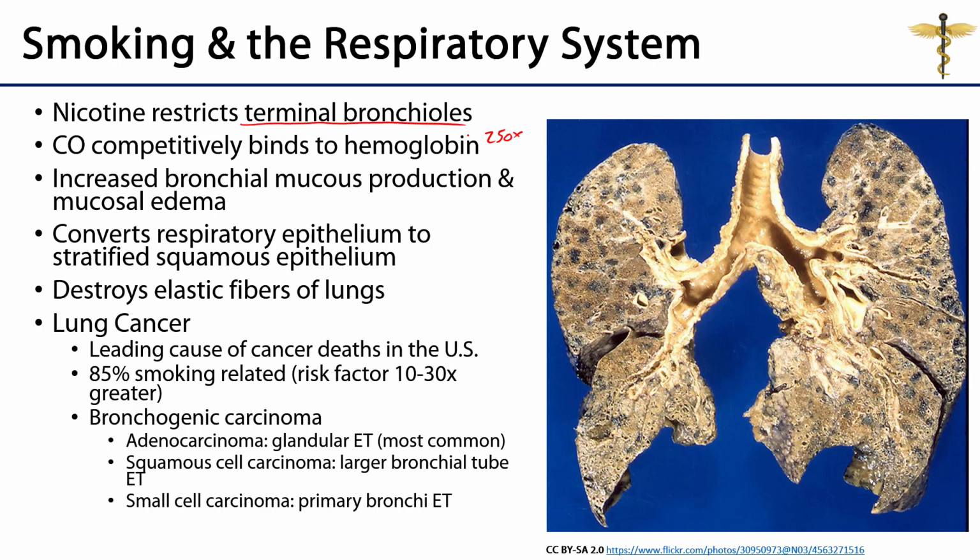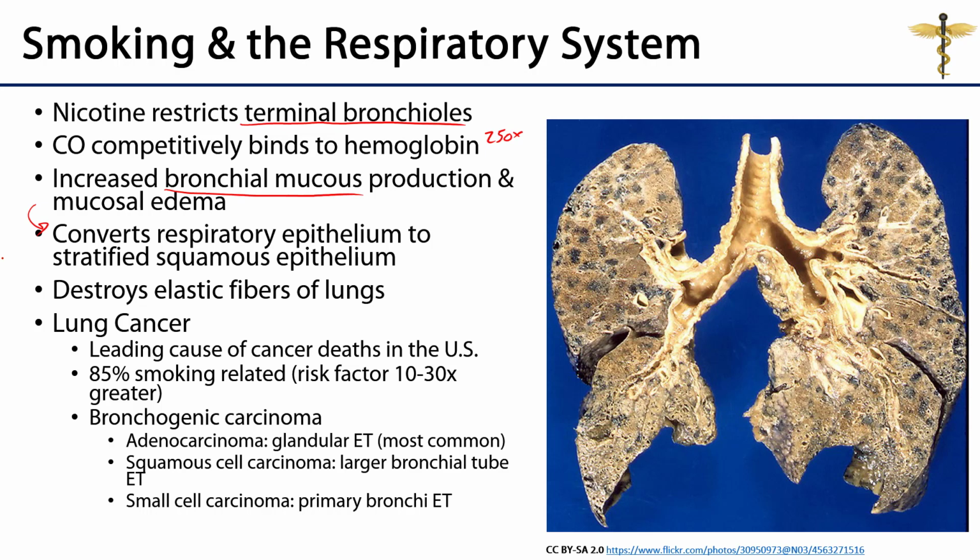There's also increased bronchial mucus production and mucosal edema, and this can be problematic because this increased bronchial mucus is going to do two things. One, it's going to narrow the lumen of the conductive portion of the respiratory system, and that's problematic. But secondly, over a long enough period of time, this thickening of the bronchial mucosa has an effect on the epithelial lining of the conductive pathway.